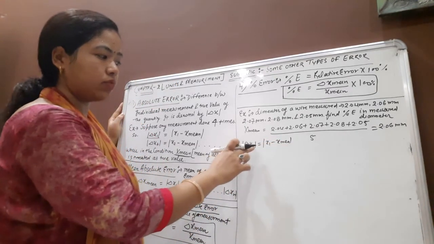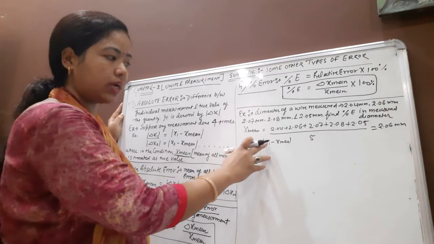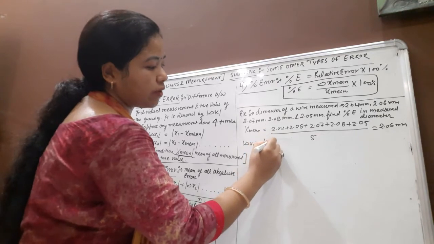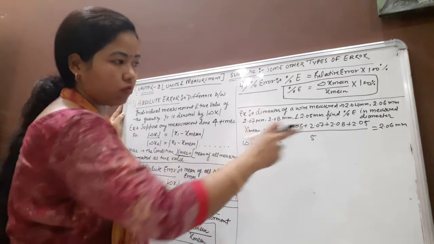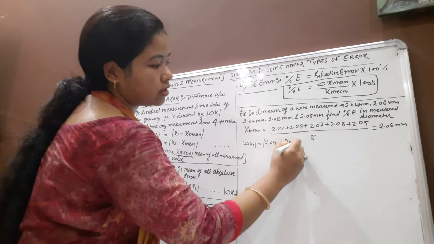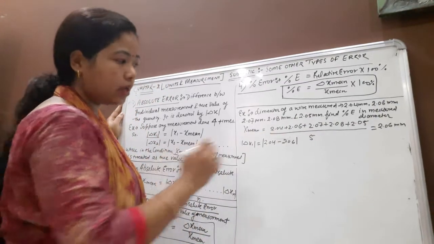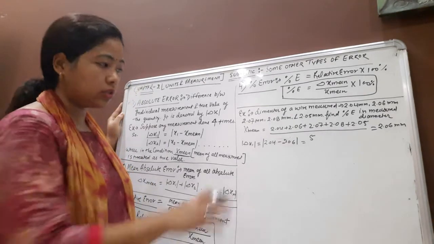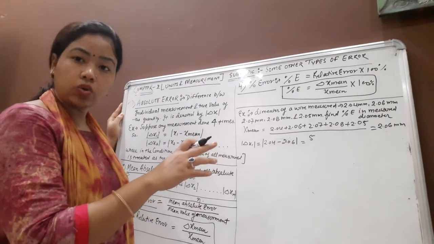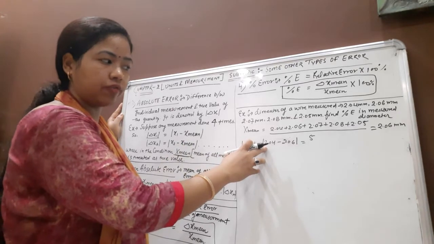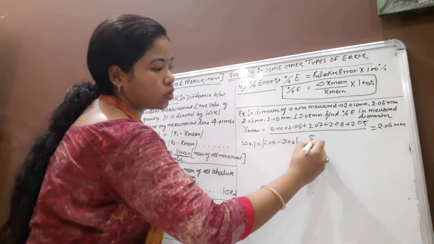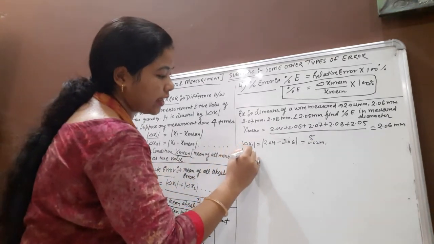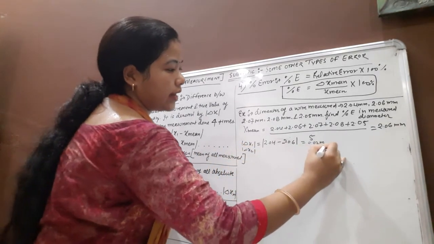Right? So delta x1, the first absolute error, will be x1 minus x mean. What is the value of x1? 2.04 mm minus x mean, which is 2.06 mm. So you will get minus 0.02 mm, and since it is in mod, the value converts to plus, so you will get 0.02 mm. Likewise, you will calculate delta x2, delta x3, delta x4, delta x5.